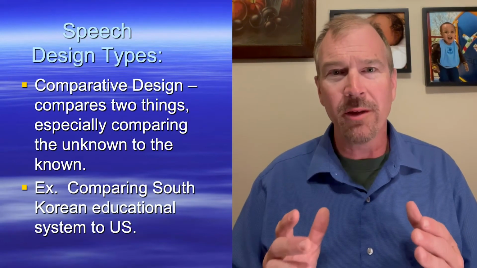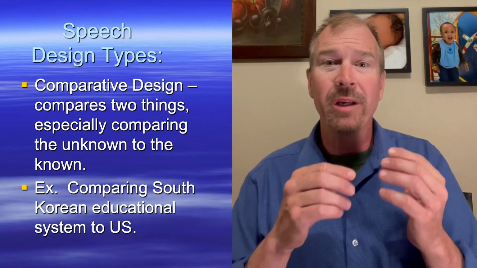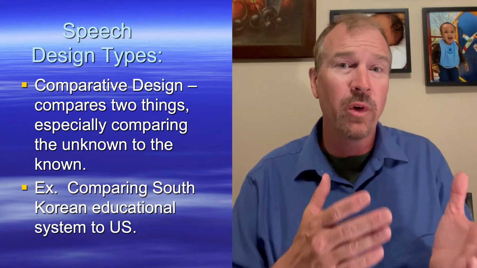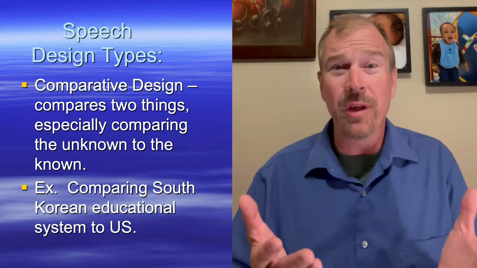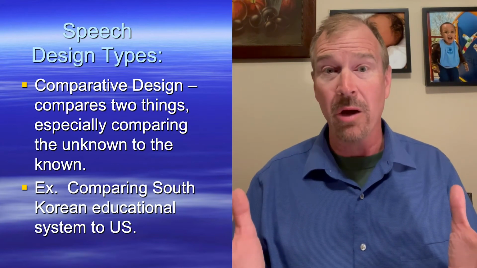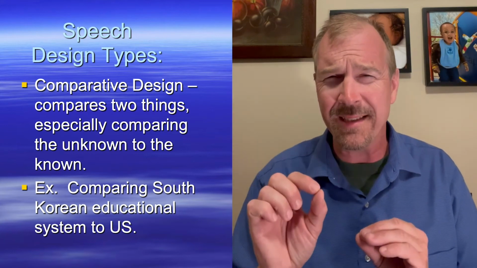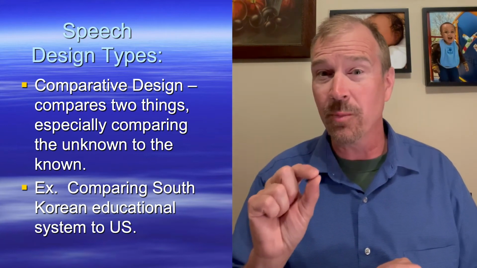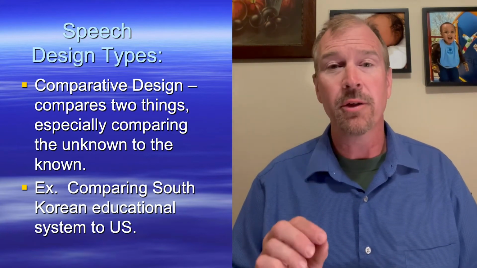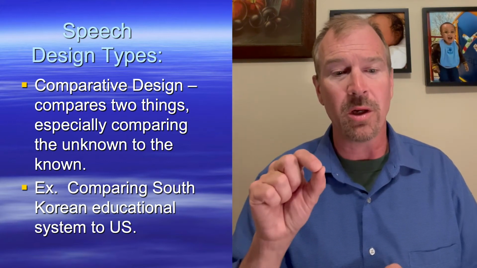A comparative design compares two things, one that we already know about, and we compare that to something that we don't really know about. Or it could be two things that we don't know much about. Or it could be two things that we know quite a bit about. But if you do that, it kind of tends to go toward a persuasive topic. And your goal for this speech is not to persuade. Your goal is to just give us the facts, just inform us.